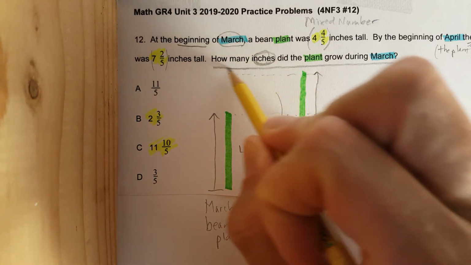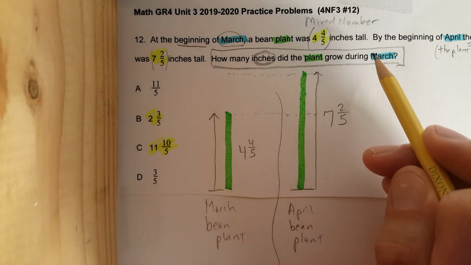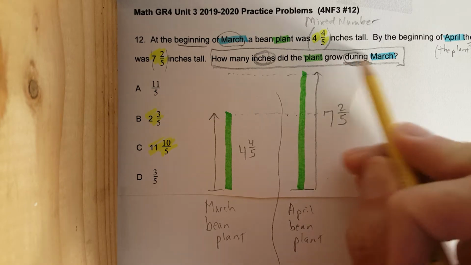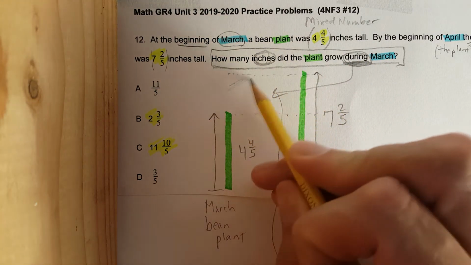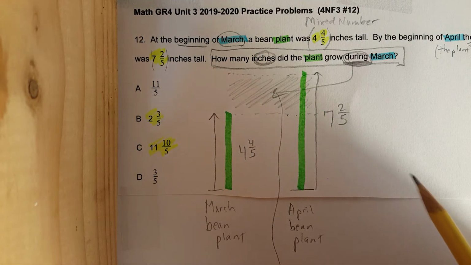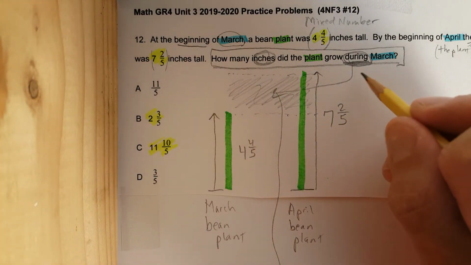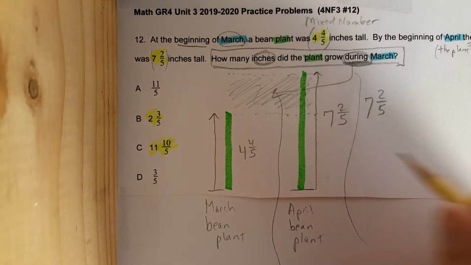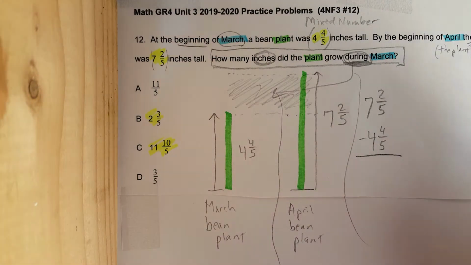Here's the question. How many inches did the plant grow in March? Oh, not in March. During March. This is during. All of this right here. And the only way to figure out all of this space is to take 7 2/5, take away 4 4/5.